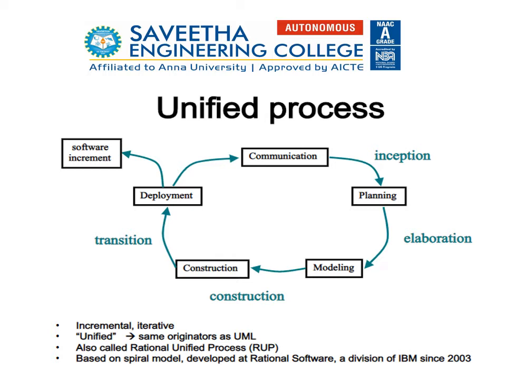Instead of five different phases, in this unified process we are going to have 4 different phases, which are nothing but inception phase. This inception is nothing but the initial stage. This phase covers the communication and planning. It means that the user will specify the requirement in the inception phase. After this inception phase, the next is elaboration phase. Here he is going to plan the proposal effectively, and also he is going to design the model.